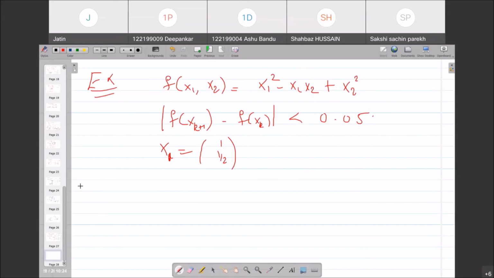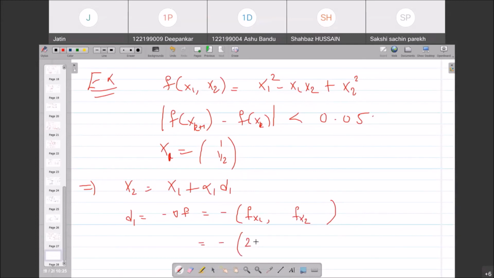Now I want to find x2. I know that my x2 is nothing but x1 plus alpha 1 d1. What is my d1? It is minus grad f. Can anyone tell me what is grad f? It is f with respect to x1 and f with respect to x2.